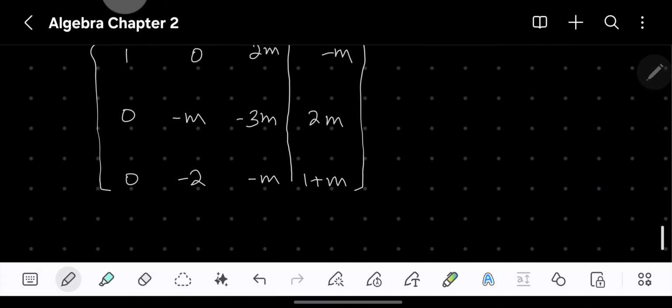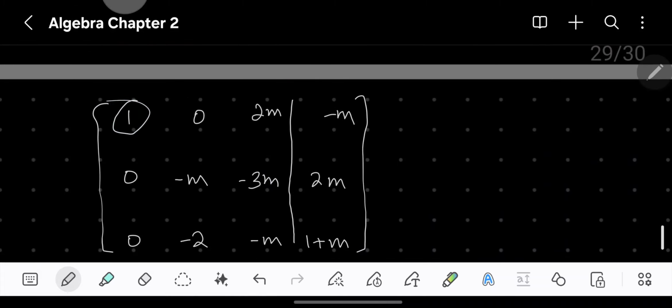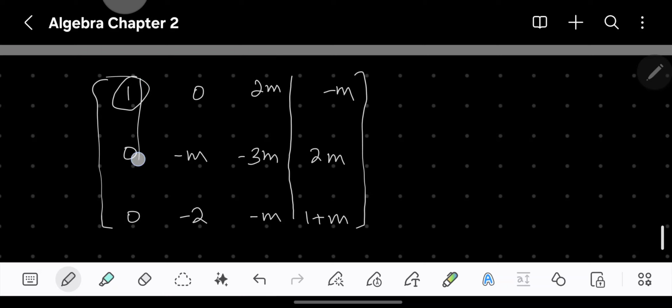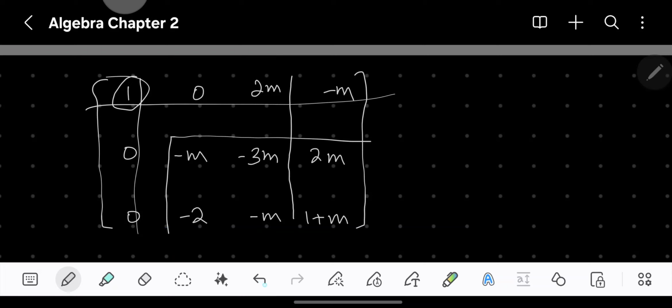Now this is my current pivot. If I skip this row and this column, I will get this submatrix. So I will consider this submatrix. In this submatrix, I will again do the same operation. That means I have to find the leftmost non-zero column. Here the leftmost non-zero column is this one. In this column, I have to check the top entry, whether it is non-zero or zero.